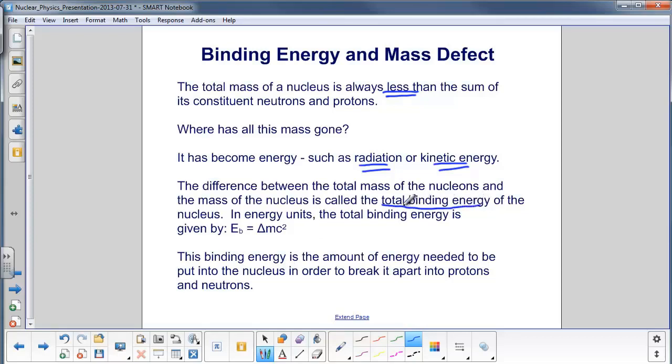The total binding energy, remember we just talked about putting a nucleus together, is the difference between the total mass of the individual nucleons, the individual protons and neutrons, and the final mass of the nucleus. In energy units, the total binding energy is given by E sub B for binding energy equals delta M, where delta M is the mass difference, times c squared. In words, the binding energy is the amount of energy needed to be put into the nucleus in order to break it apart into protons and neutrons.